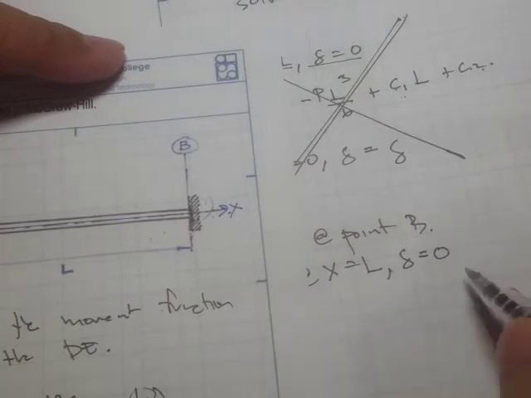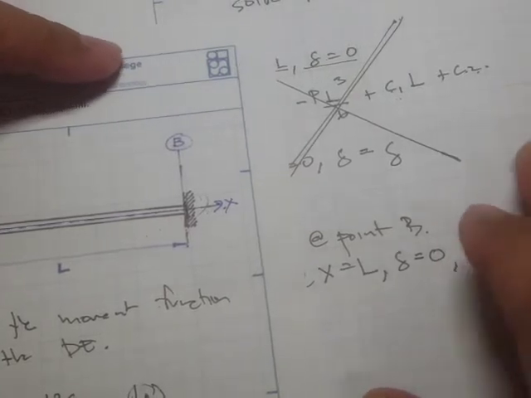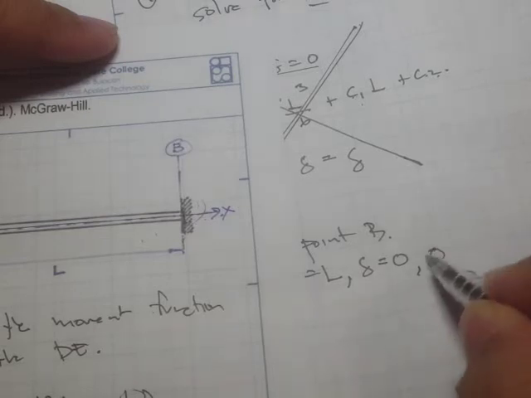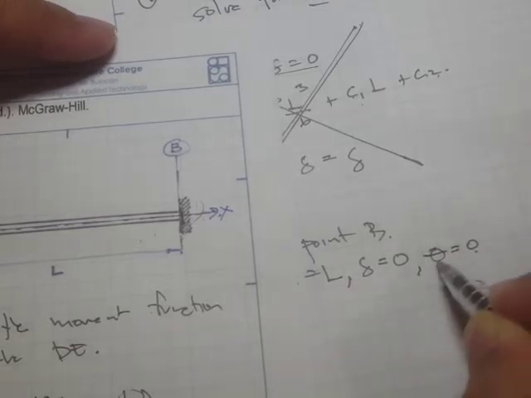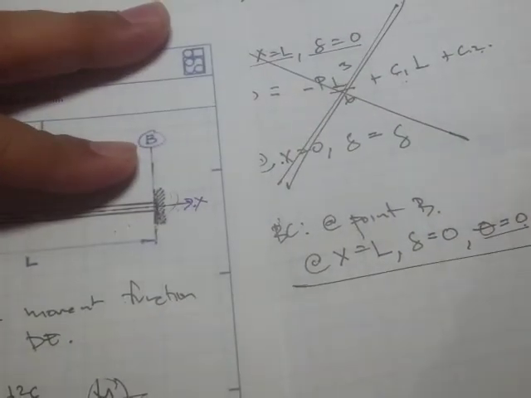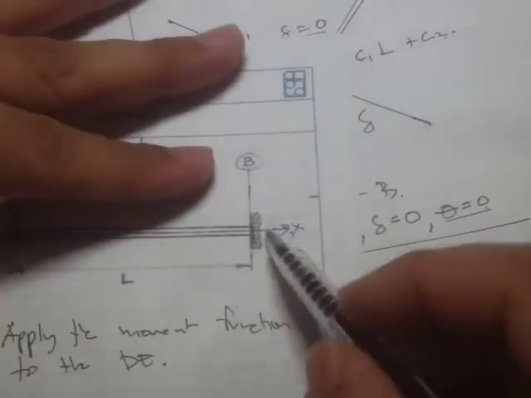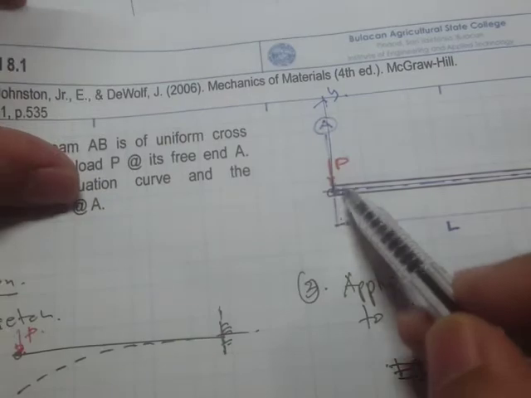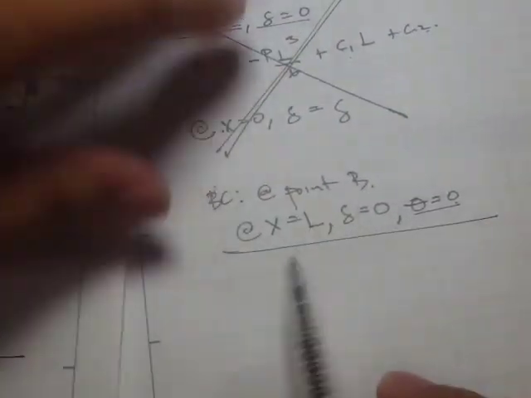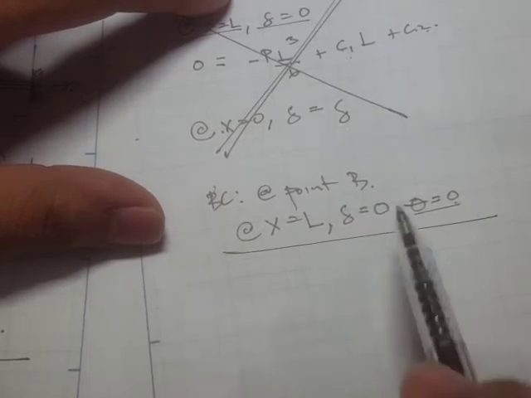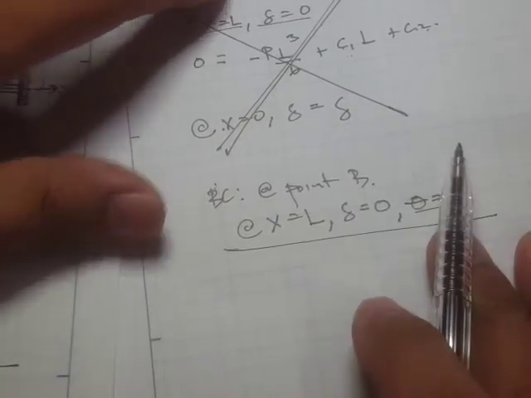And we can also take the boundary conditions from the slope. Theta is also equal to 0 because this is a fixed support. So again, we will take our boundary conditions from this fixed end only, because right here there are no boundary conditions. So at x equal to L, the deflection is equal to 0, and the slope is equal to 0.